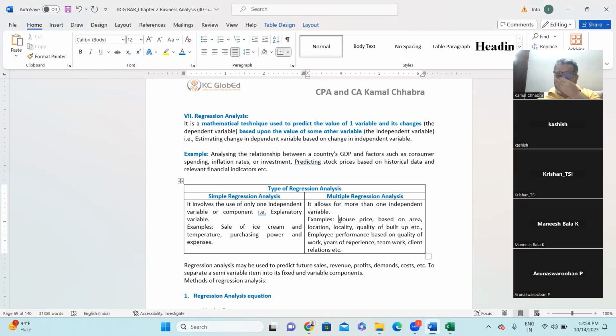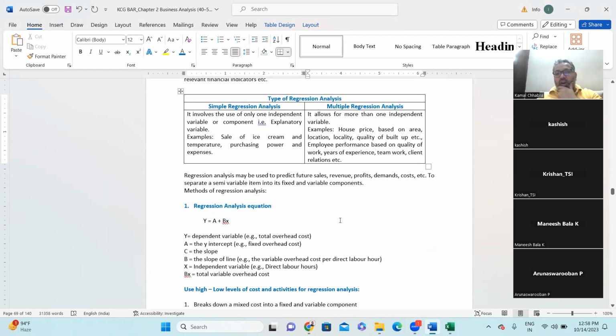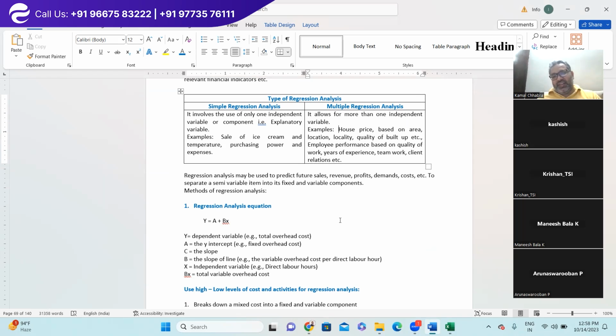What else? How much is the pricing, how much is the area you are getting, how much is the space you are getting? Which locality, which location is it? Is it park facing, south facing, east facing, north facing? So many things you keep in mind. That means there is multiple regression analysis when you reach a conclusion for purchasing a home.